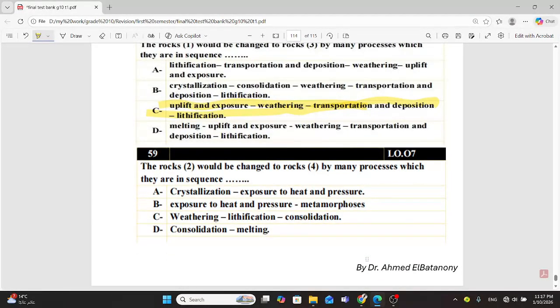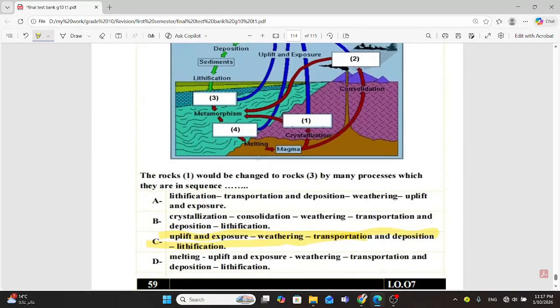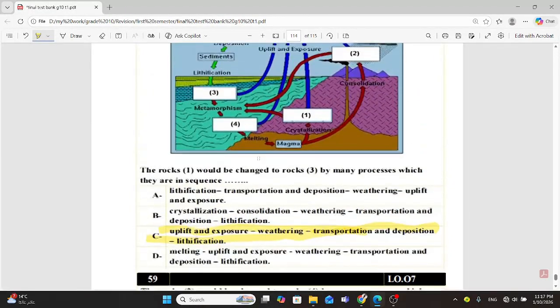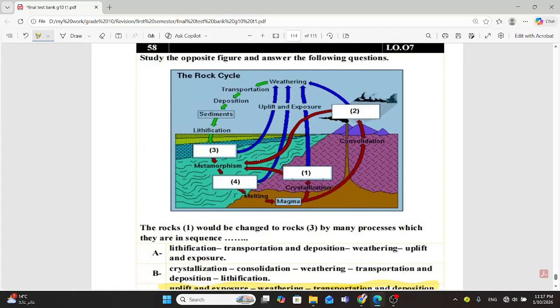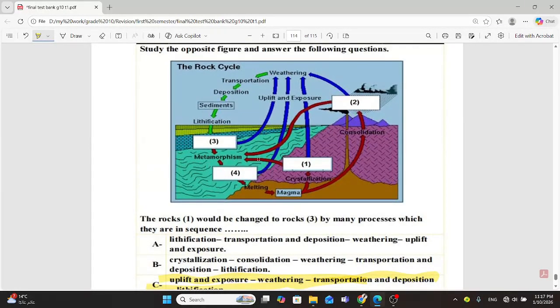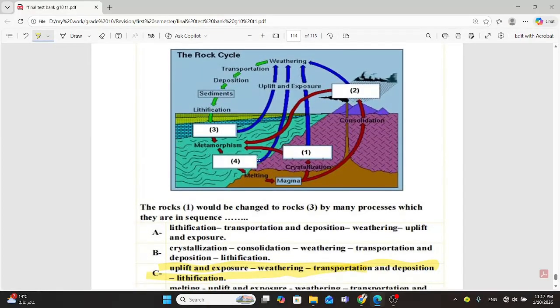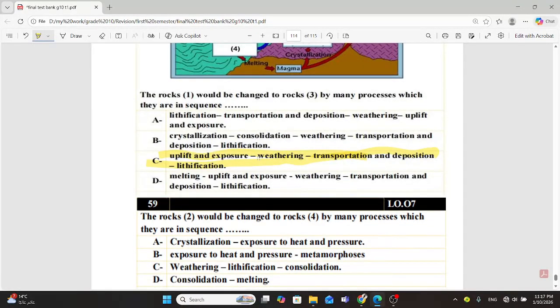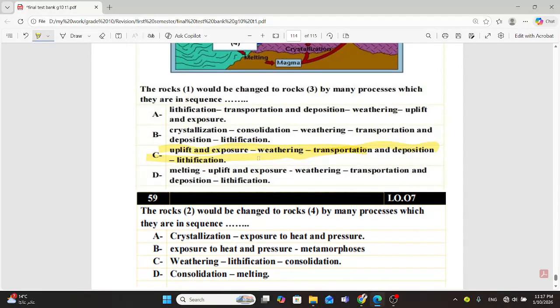والكومباكشن. تمام. The rock 2 can change it to rock 4. 2 اللي هي ماجما، ل 4 اللي هو metamorphic rock. تمام. ماجما لـ metamorphic على طول ما ينفعش، ما فيش direct way. يبقى احنا كده هنعمل the process exposure to heat و pressure. تمام. بعد كده هنحولها إيه؟ لـ metamorphism.